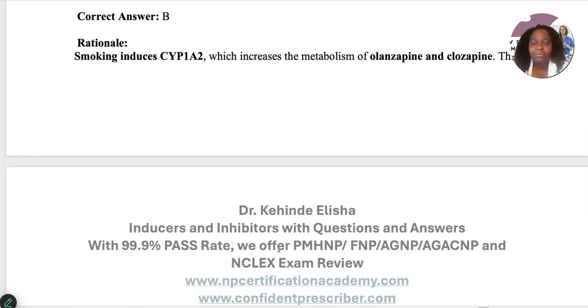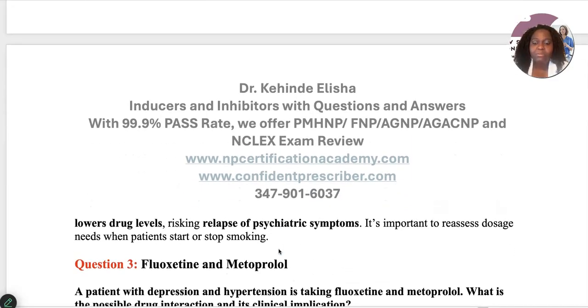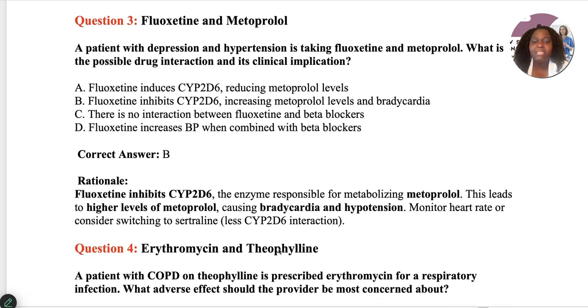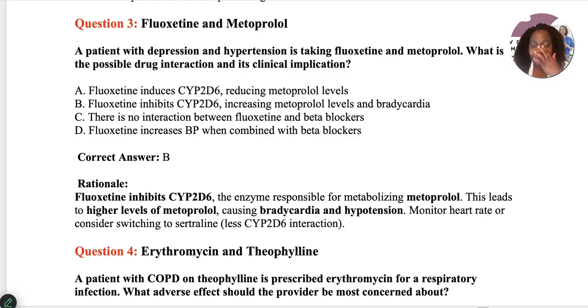So let's read the rationale. Smoking induces CYP1A2, which increases the metabolism of olanzapine and clozapine. Now, this lowers drug levels, risking relapse and psychiatric symptoms. It is important to reassess dosage needs when patients start or stop smoking. Let's take a look at the third question here. I hope that makes sense.